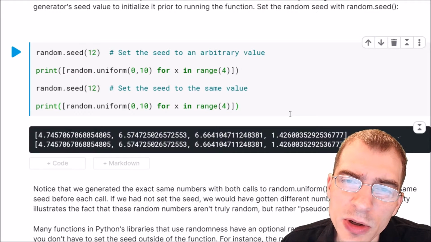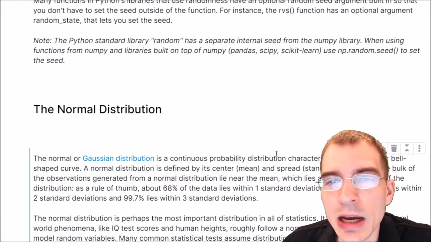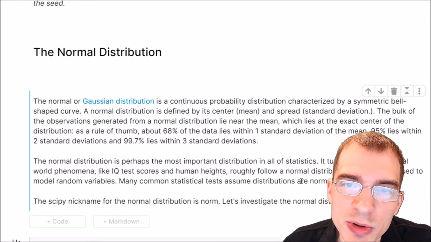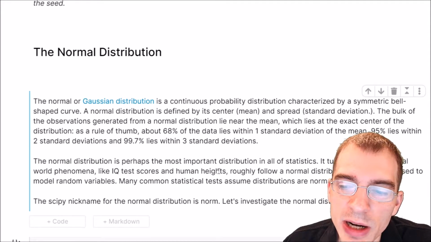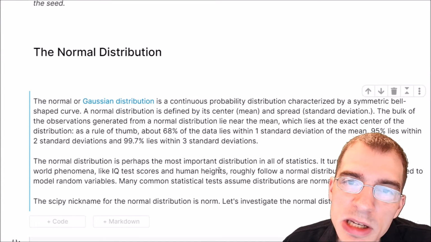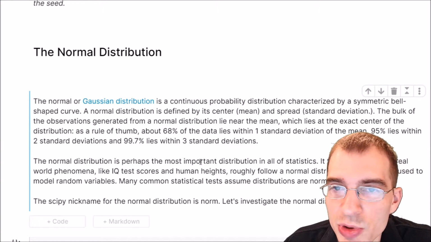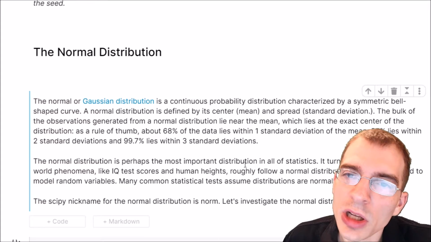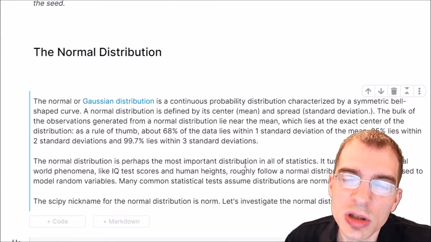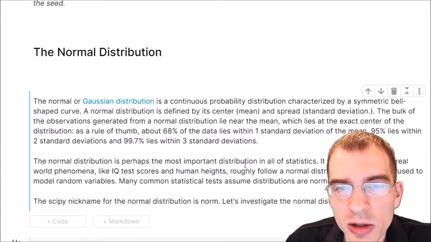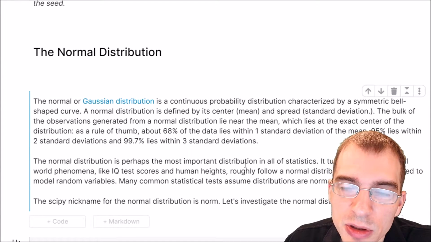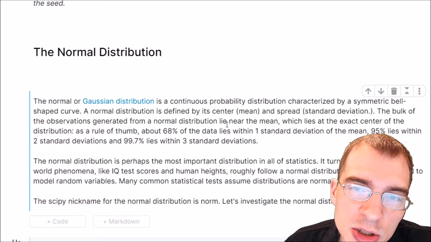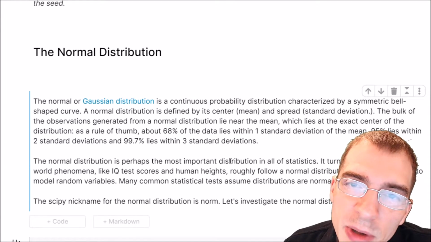Next, we're going to take a look at the normal distribution, also known as the Gaussian distribution. Now, the normal distribution is a continuous probability distribution, which means it can take on any values within its range, even fractional values, and it's characterized by a symmetric bell-shaped curve where the mean and median value are both at the exact center of the distribution. The bulk of the observations with the normal distribution will lie close to the mean. So as a general rule, about 68% of the data with a normal distribution lies within one standard deviation of the mean, while 95% of the data lies within two standard deviations, and 99.7% lies within three standard deviations. So if you hear people talking about things being 2 or 3 standard deviations away from the mean, they're talking about events that are fairly rare.